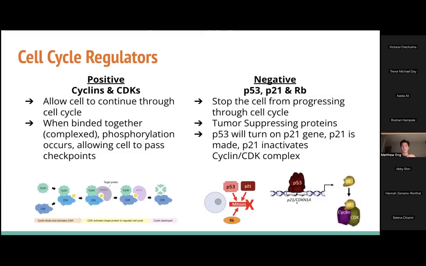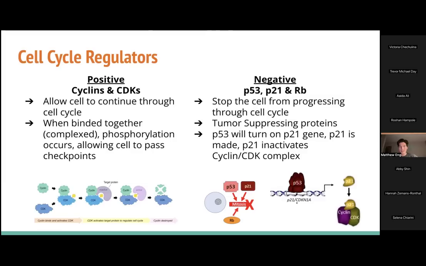A lot of these, P53 and P21, are called tumor suppressing proteins because if we don't have anything stopping the cell from dividing or proliferating uncontrollably, that's where tumors will form. When P53 and P21 are deregulated, that's when cancer can form. That's why we call them tumor suppressor proteins: they stop tumors from forming by stopping the cell cycle and stopping division.